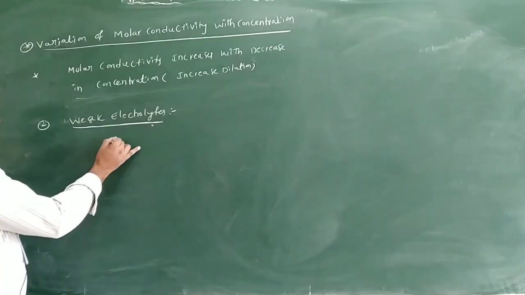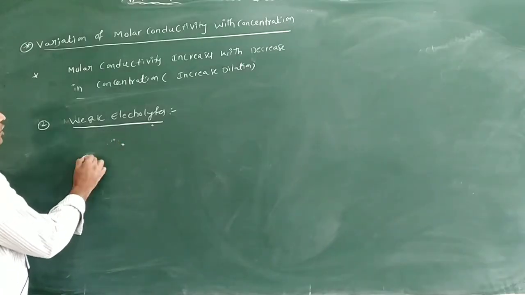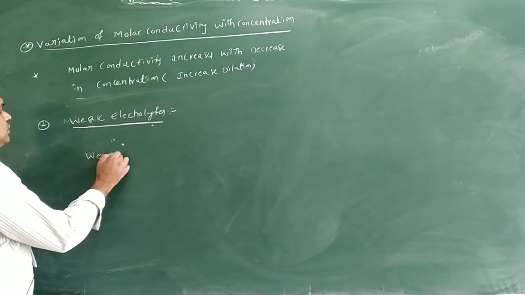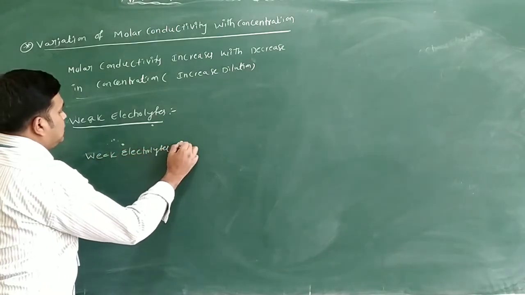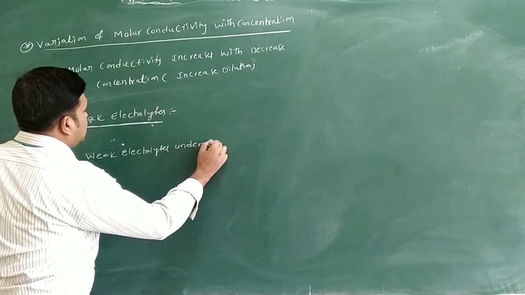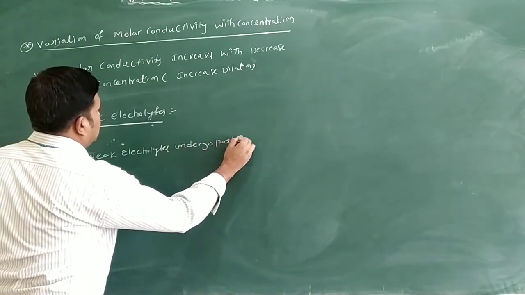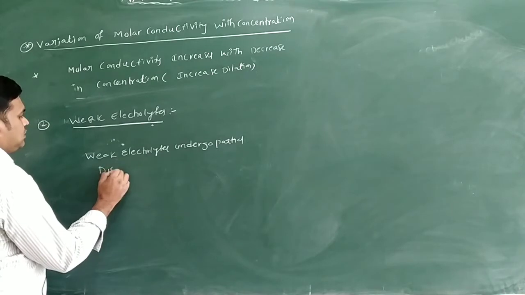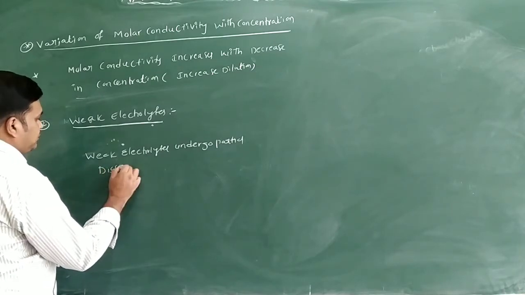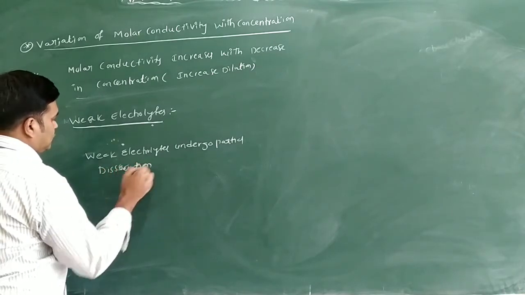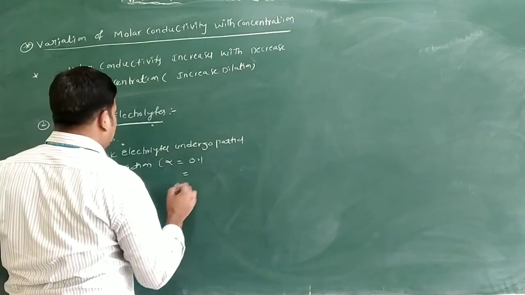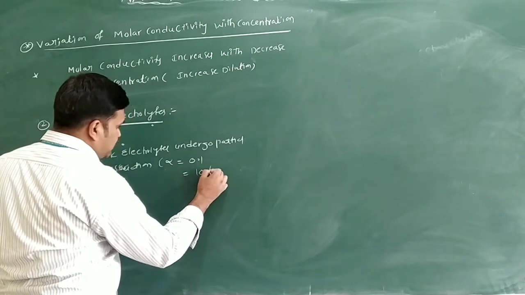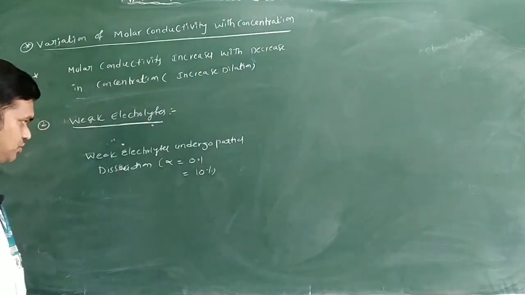Next, the weak electrolytes. You know weak electrolytes undergo partial dissociation. For example, alpha may be 0.1, or 10% only. They do not undergo complete dissociation.